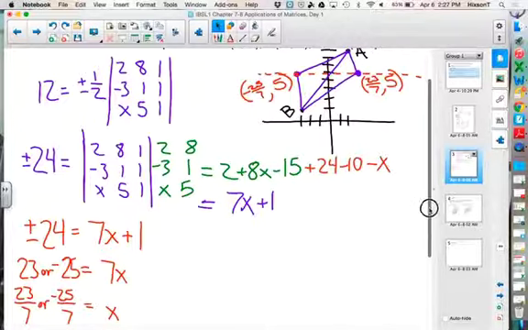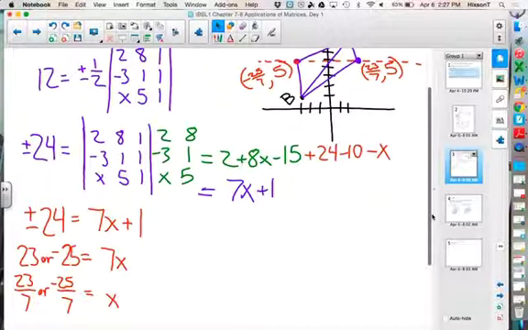Alright, so, again, just a little twist on this application of using determinants. Okay, we can actually find a point to make it the area that we want.